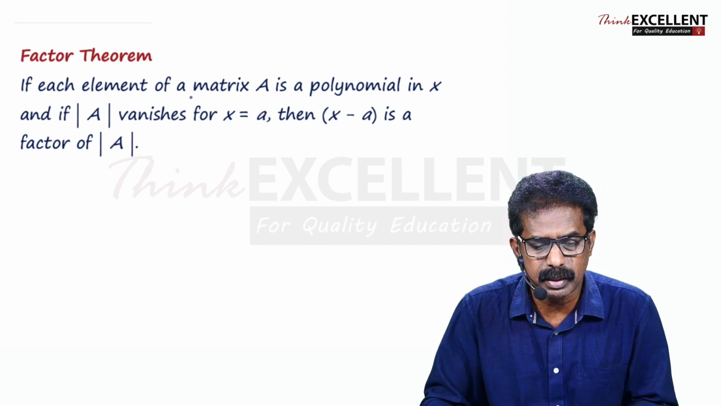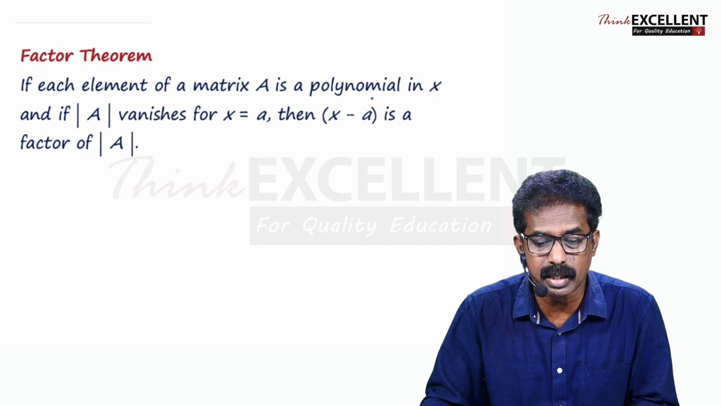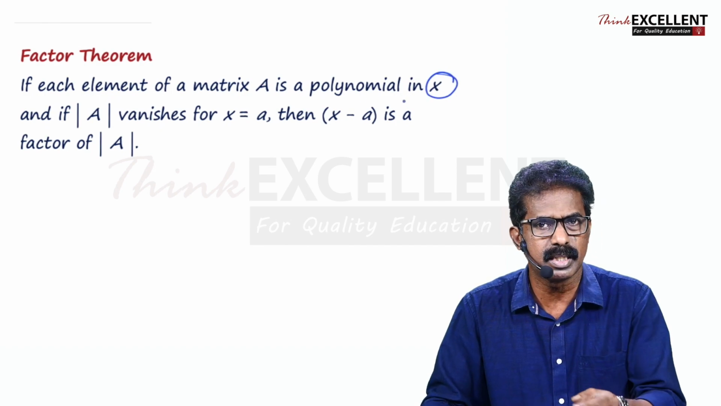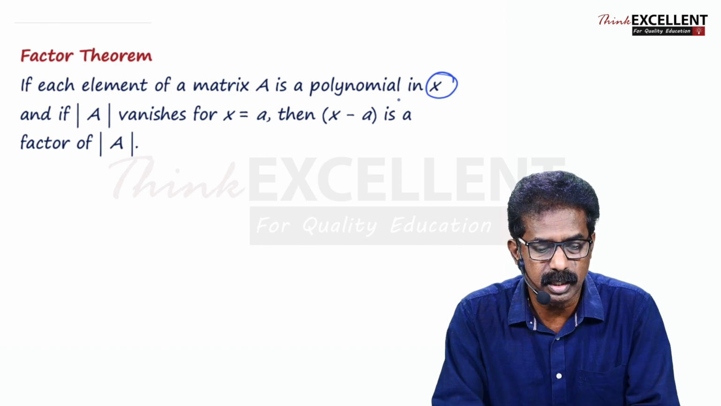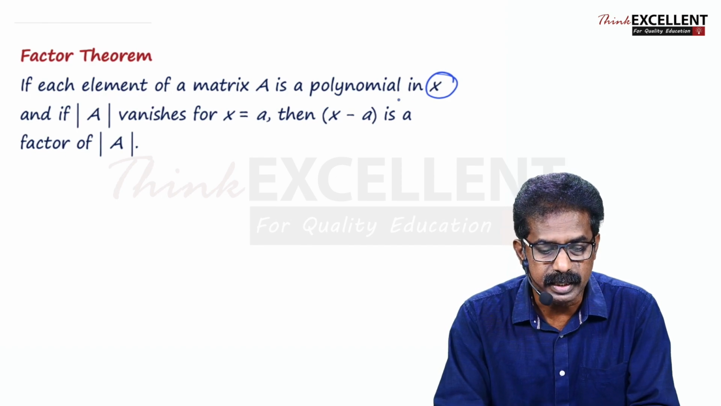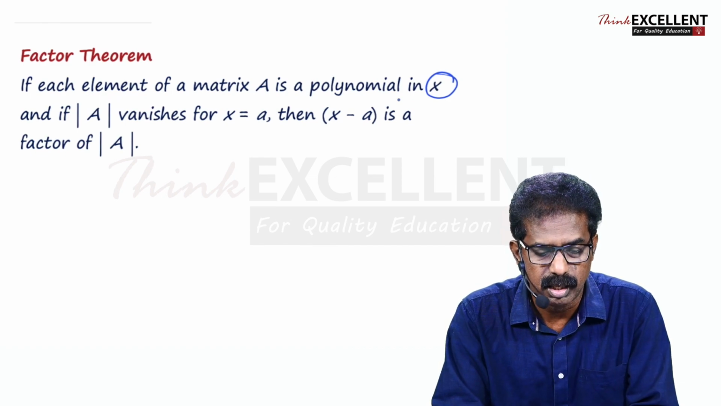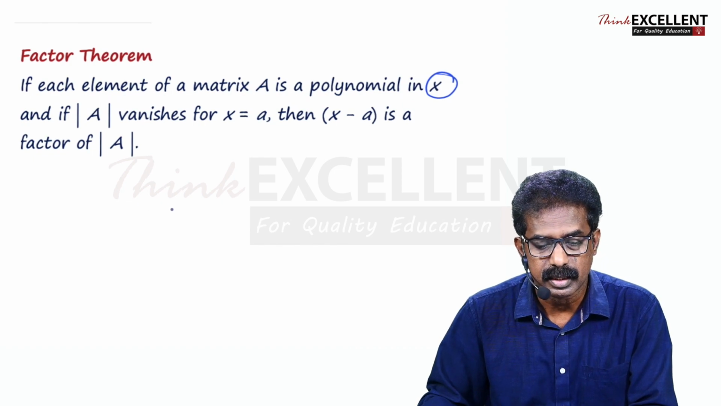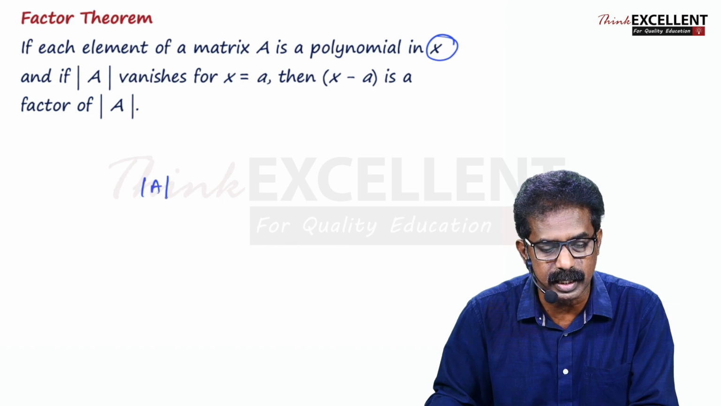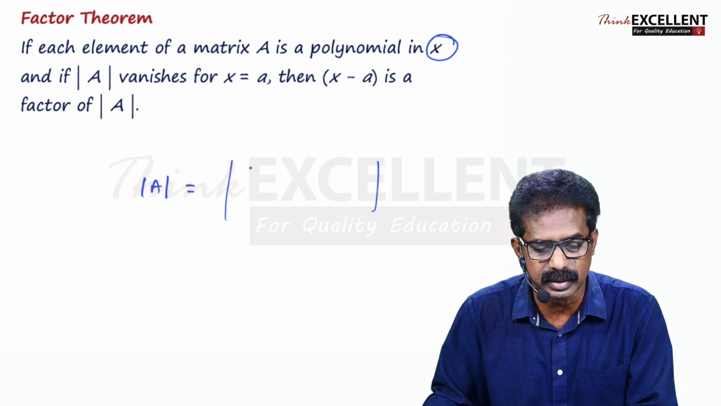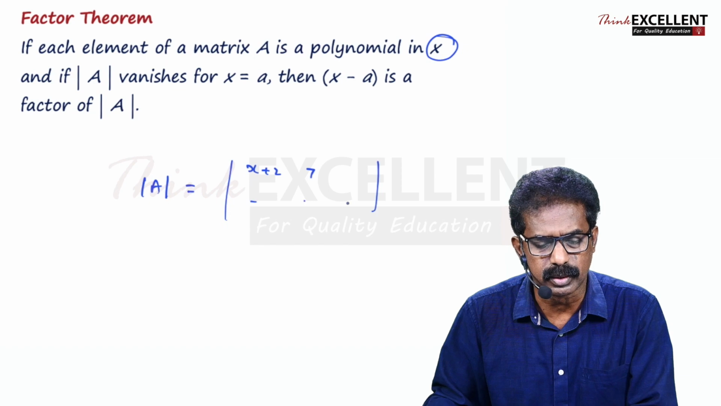If each element of a matrix A is a polynomial in x, sometimes there may be some constant terms, right? That means the coefficient is 0. If each element of a matrix A is a polynomial in x, and if determinant A vanishes for x equal to a, then x minus a is a factor of determinant A. So every element is a function of what? x plus 2, something like that. Sometimes some constant also, okay?